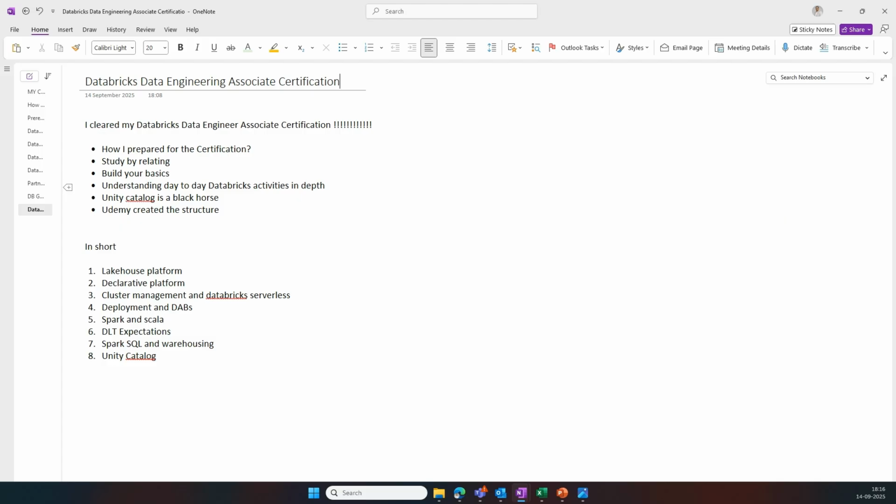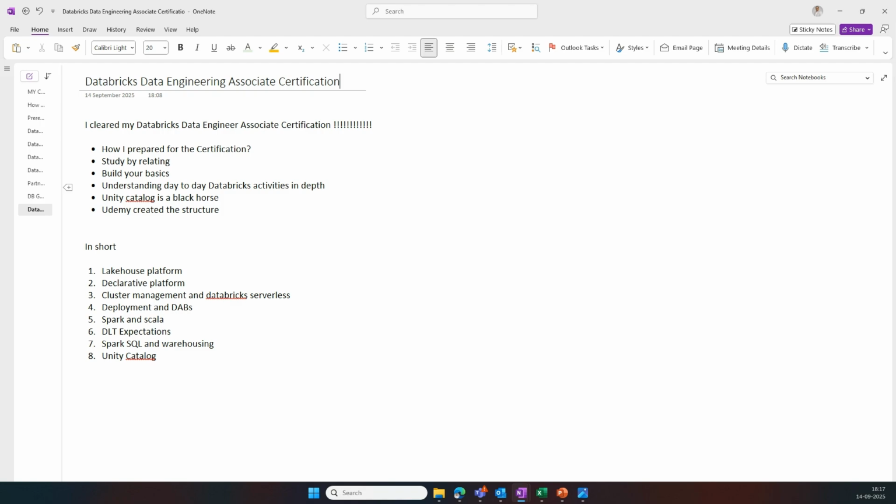When I first looked at the syllabus, it felt like everything was boring. Everything from Lakehouse Fundamentals to Spark SQL, Cluster, Delta Live, Unity Catalog, everything was there. So instead of just trying to memorize the documentation, I chose the path to relate every concept to real-world projects, the projects which I have already worked on.